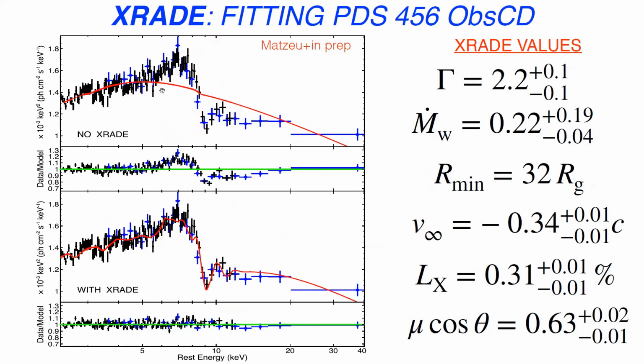To fit the absorption and the emission, essentially we needed two separate models, which is a photoionization code and assuming a spherical geometry. With this, we can do it with just one XRADE model. We can do both the emission and the absorption. And the values that we get out are really, really good. I mean, we can say that they are completely consistent with what we found before.